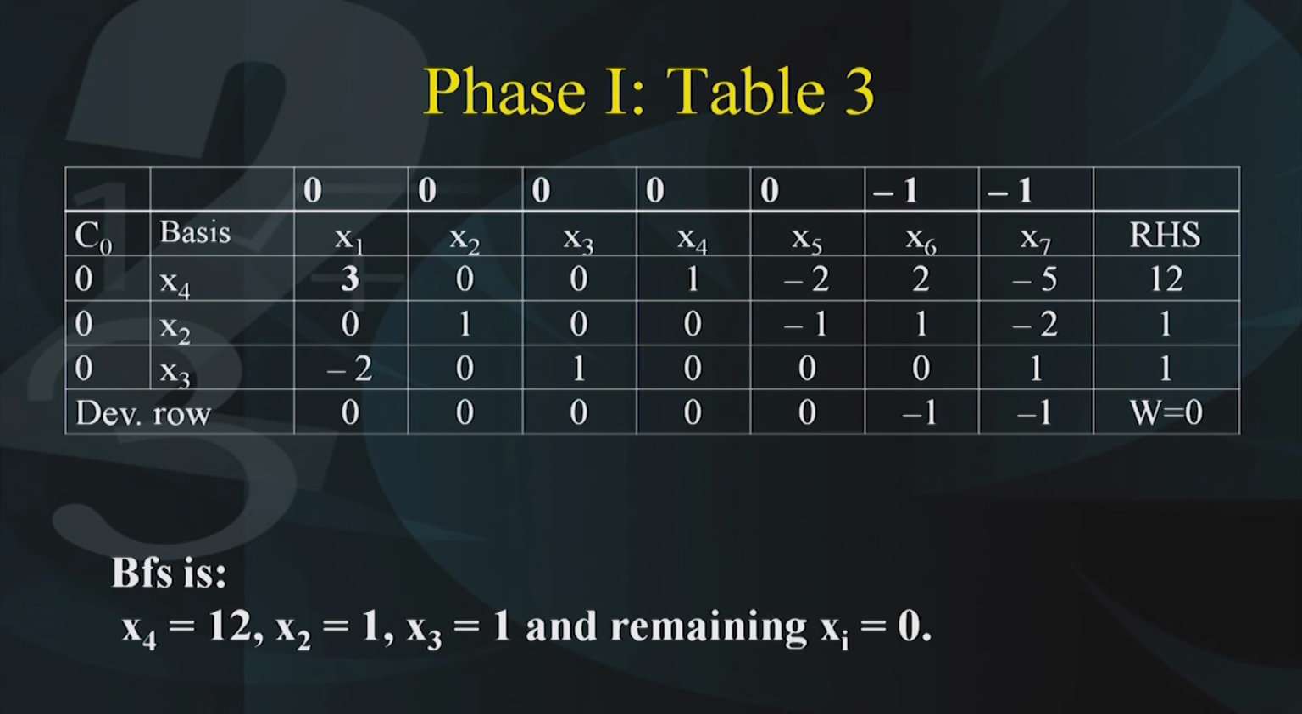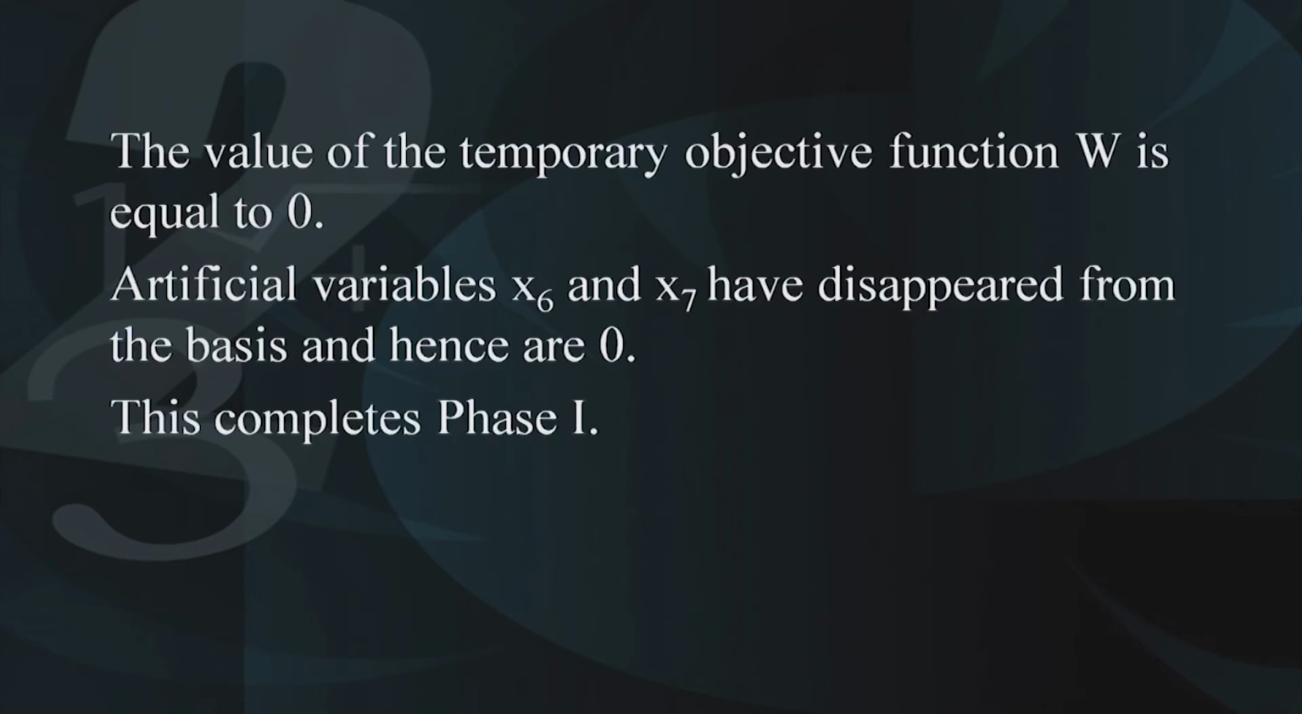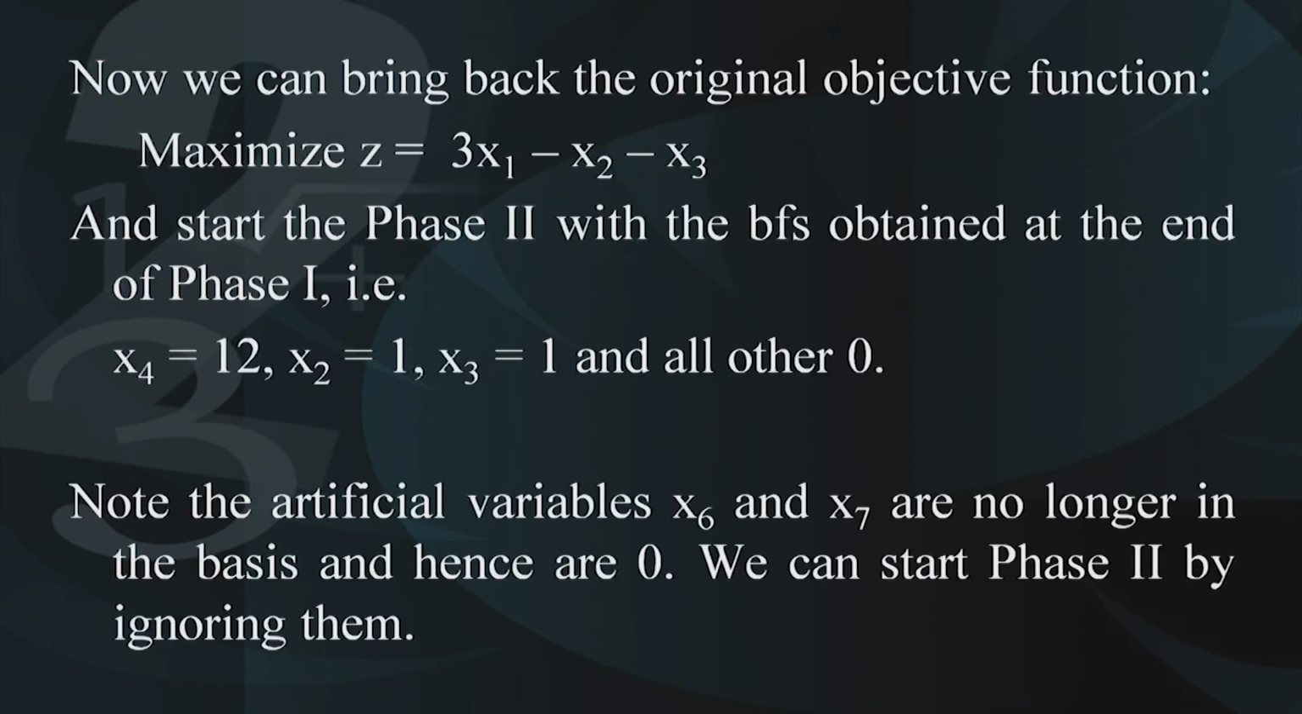So, phase 1 is complete because the value of the objective function has also become 0, and the artificial variables have disappeared from the basis. That is what we wanted. Next we will come to phase 2. So, this is just an explanation. The value of the temporary objective function has become 0, artificial variables x6 and x7 have disappeared, and this indicates that phase 1 is complete. So, now we can move on to the second phase.